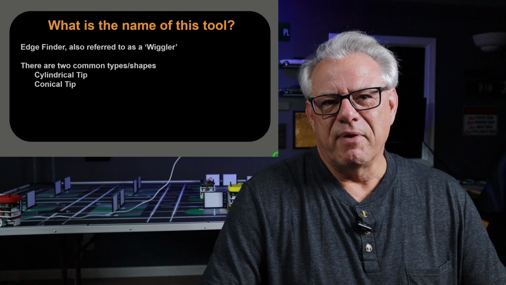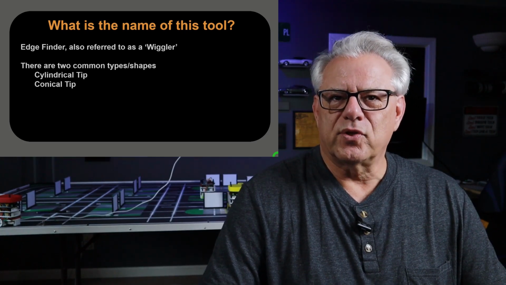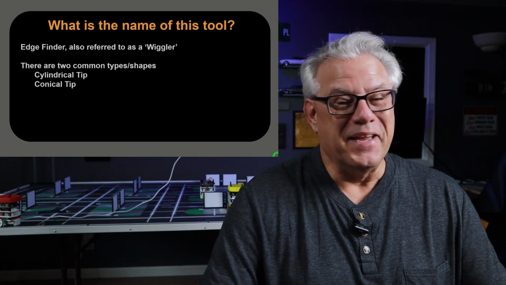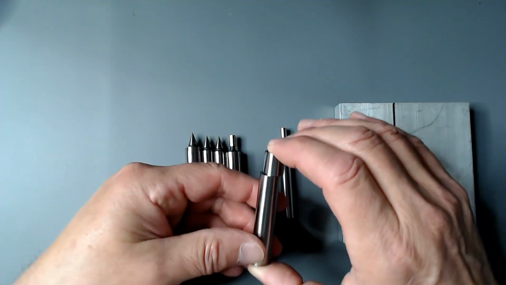Most of these will be pretty quick, so it should be pretty fast-paced until I get into some more in-depth discussions. But the name of this tool is called an edge finder. It is also sometimes referred to as a wiggler. Yeah, exactly, a wiggler.